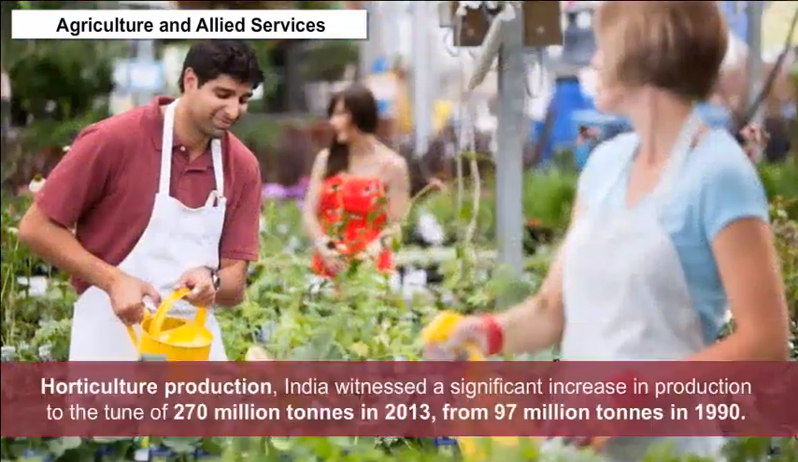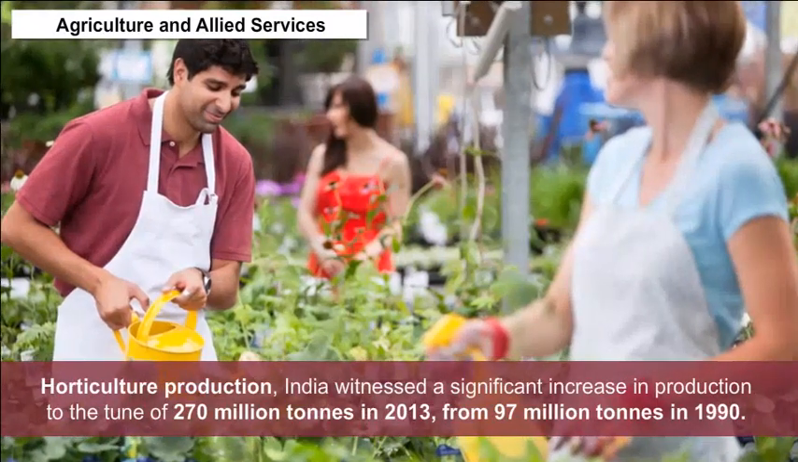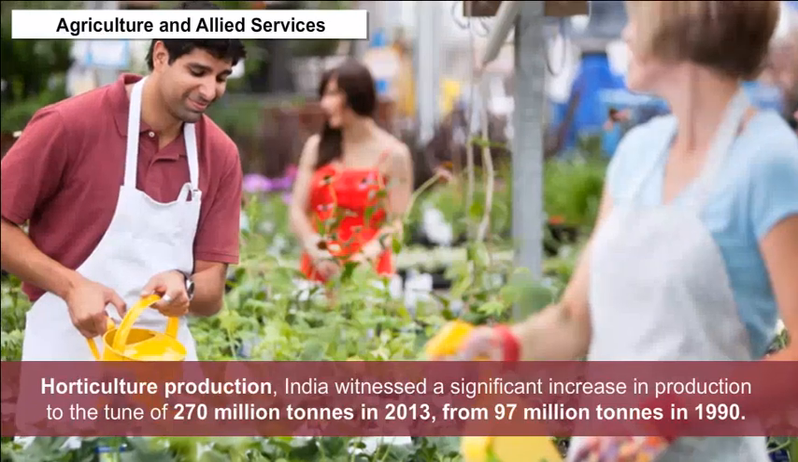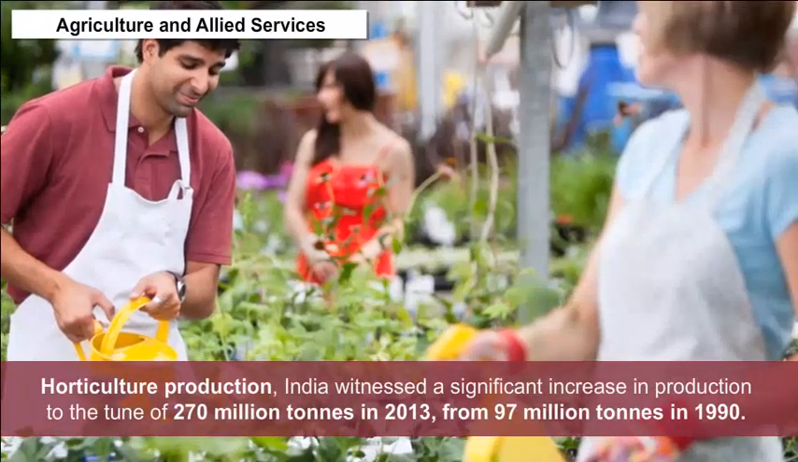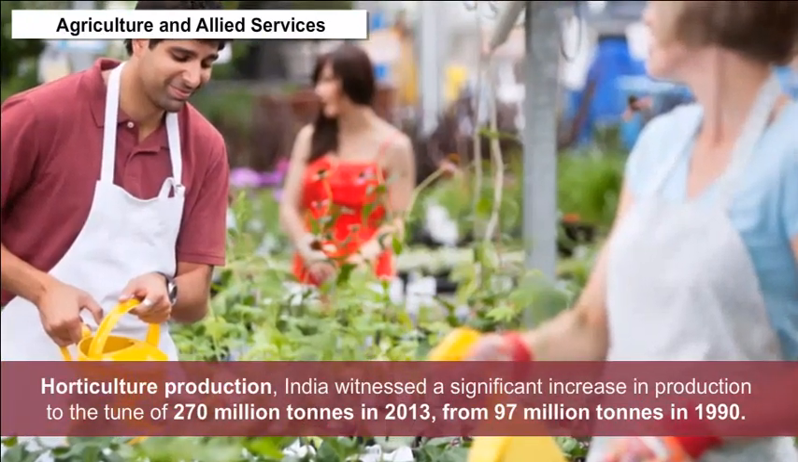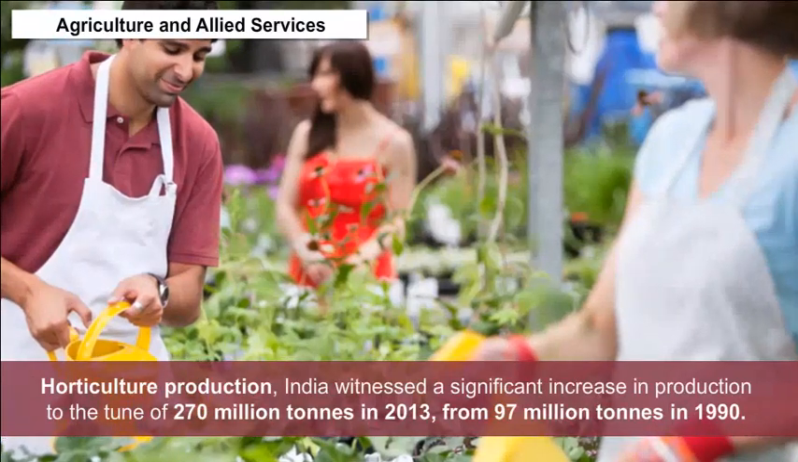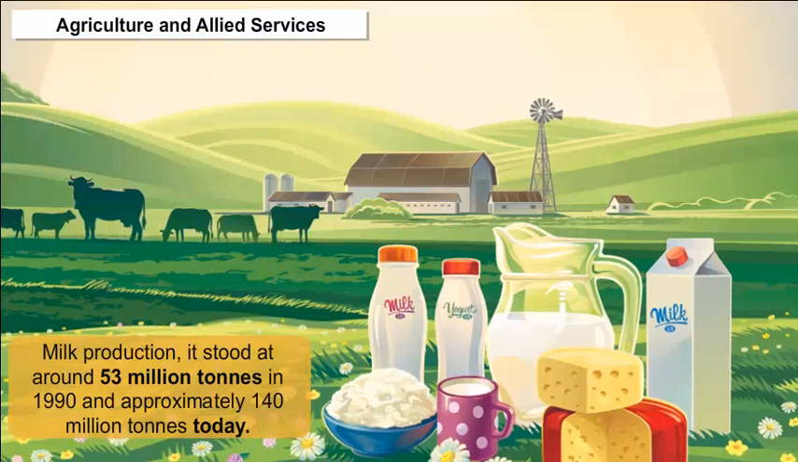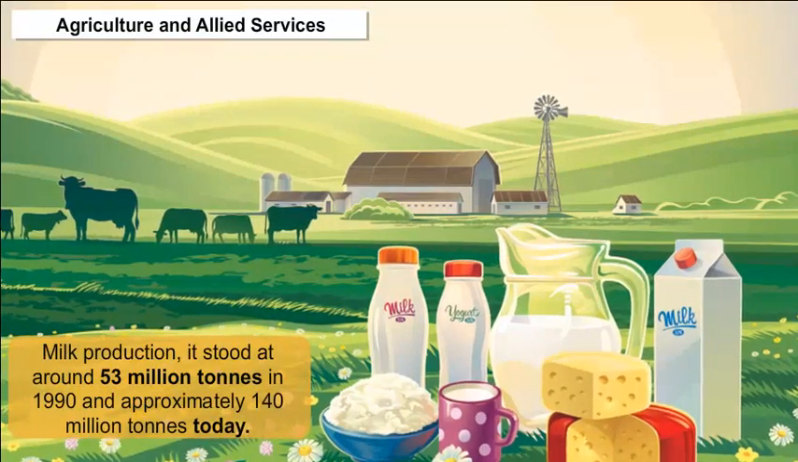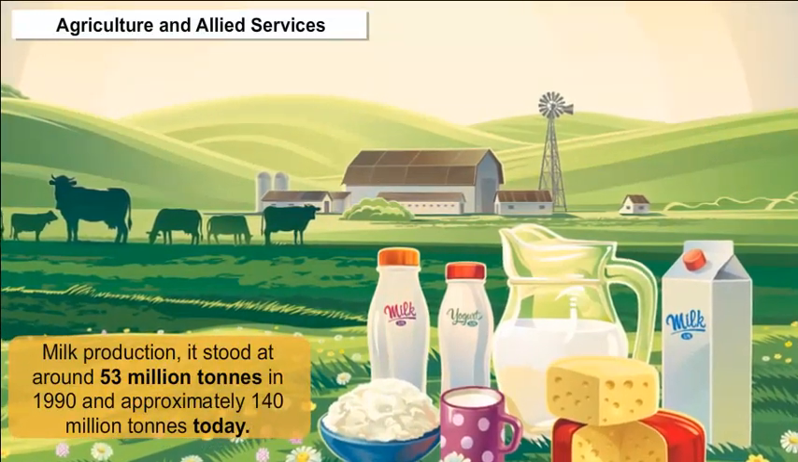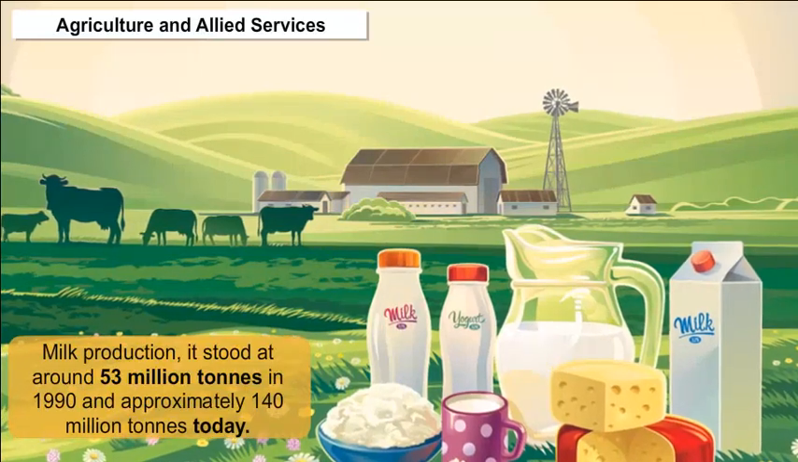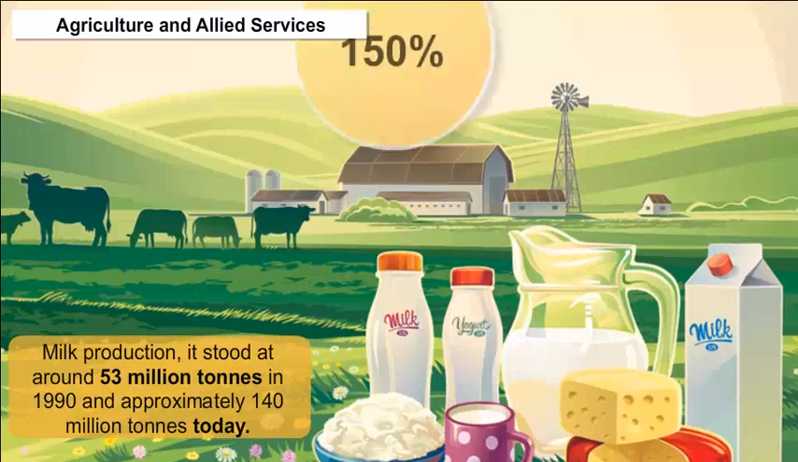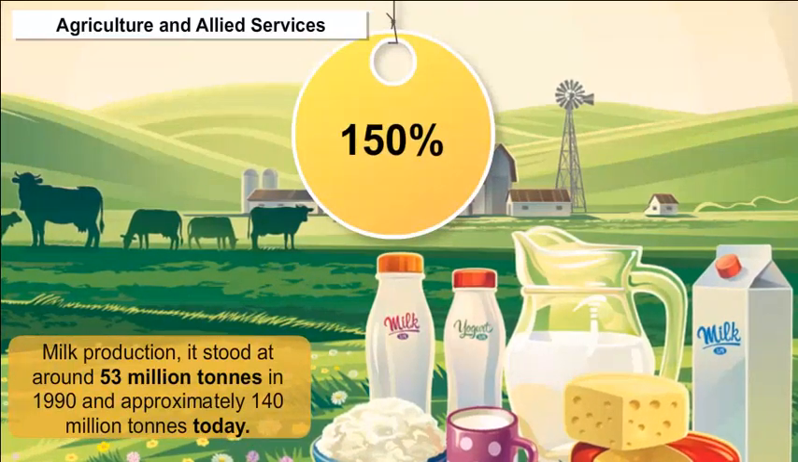In terms of horticulture production, India witnessed a significant increase in production to the tune of 270 million tons in 2013, from 97 million tons in 1990. Similarly, milk production stood at around 53 million tons in 1990 and approximately 140 million tons today, witnessing a growth of more than 150%.